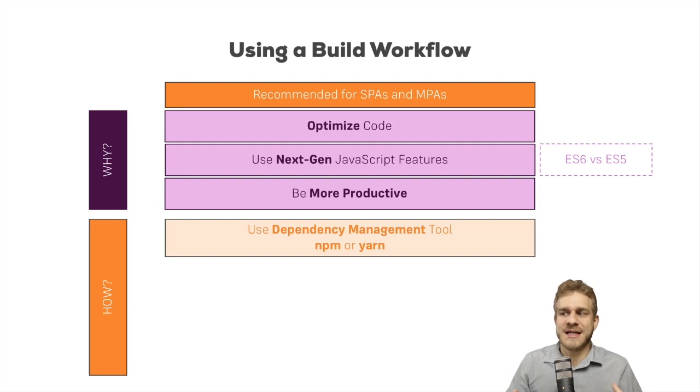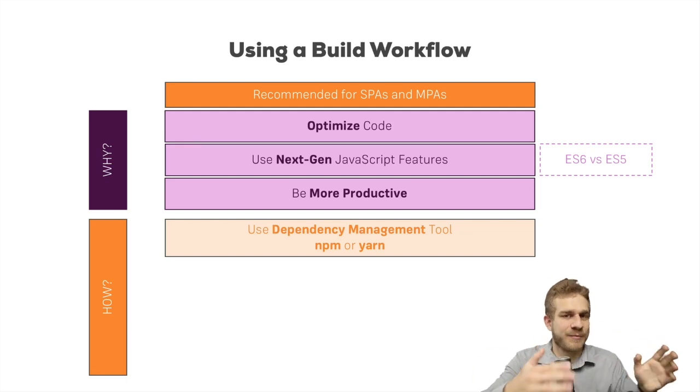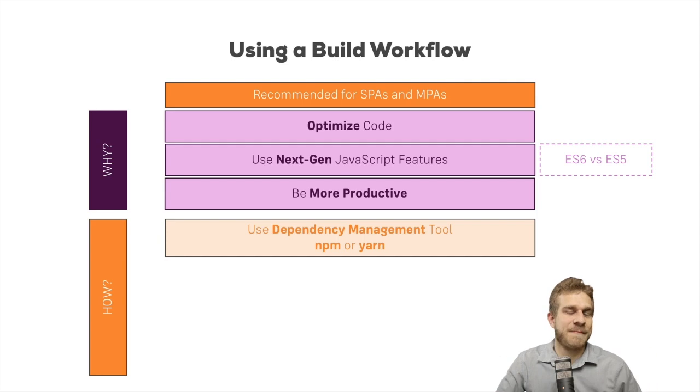We first of all need a dependency management tool. Dependencies are simply third-party libraries, third-party JavaScript packages. React, for example, is a dependency. React DOM is a dependency. And also all the build tools we will need in the end are dependencies. So the compiler for next-gen JavaScript to current-gen JavaScript, that is a dependency.